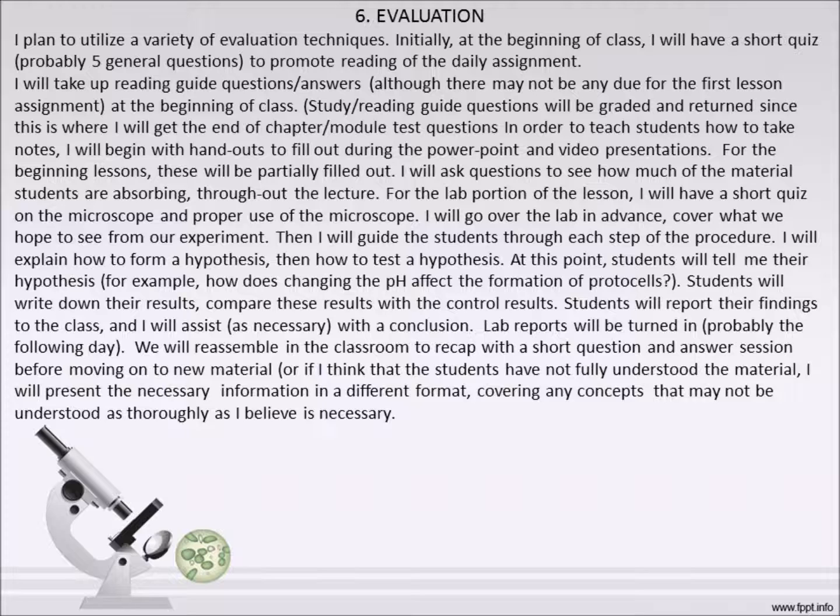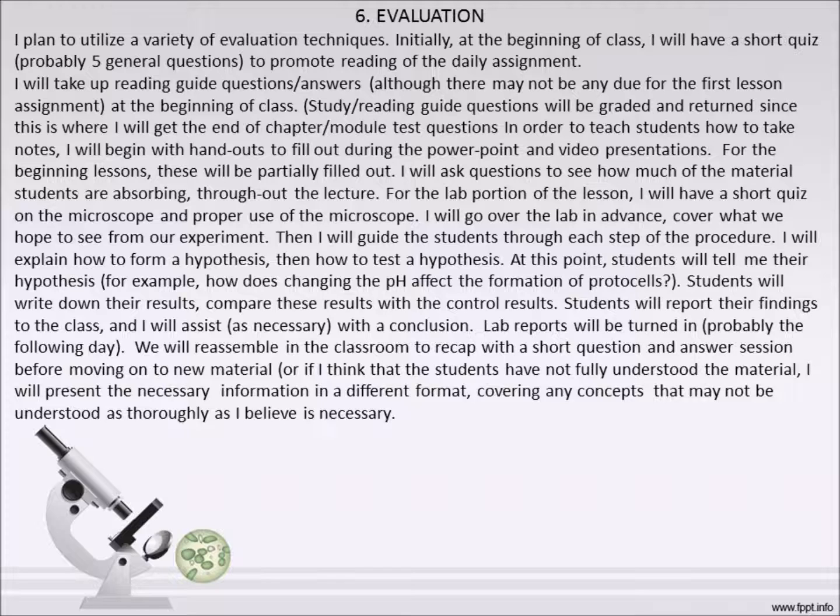For me, evaluations, that's a tough one. I plan to use a variety of evaluation techniques. Initially, at the beginning of class, I'll have a short quiz, and this is probably just going to be about 5 general questions, mostly to promote reading of the daily assignments and to make sure that students have read it.